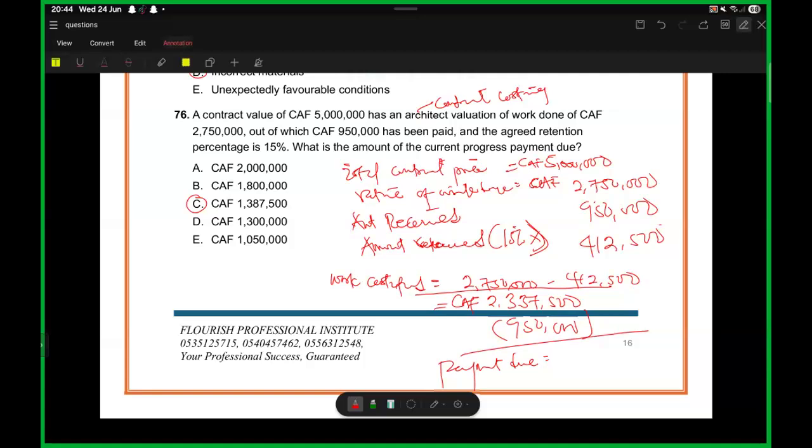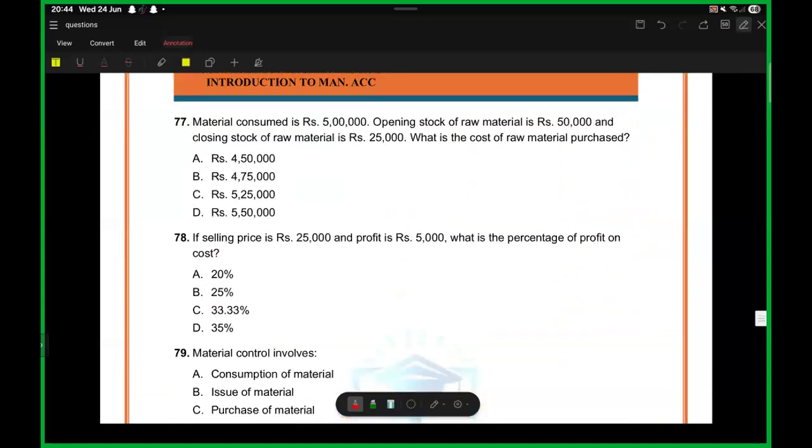Okay. Let's go to number 77. Very, very simple. Someone should read 77. But if you are done with the question, I could have explained some other concepts to you, but all the same, let's solve the question.